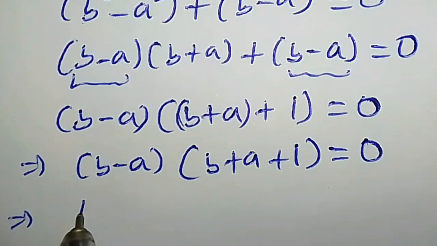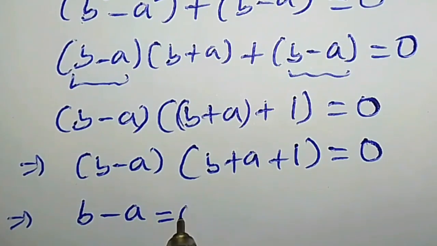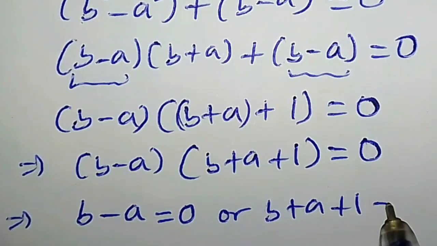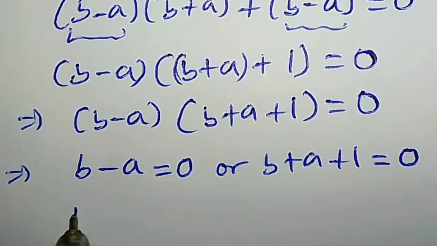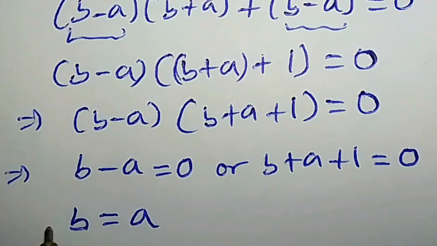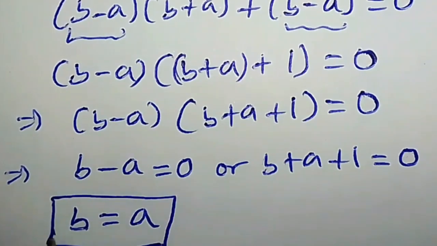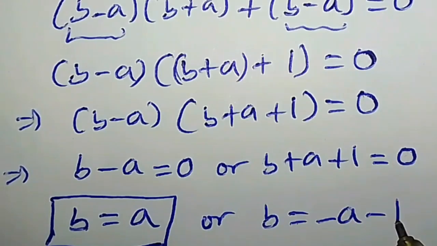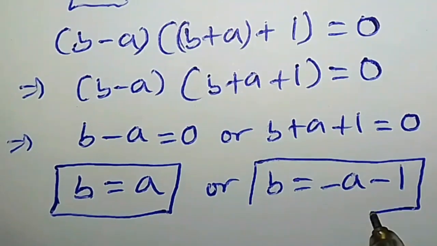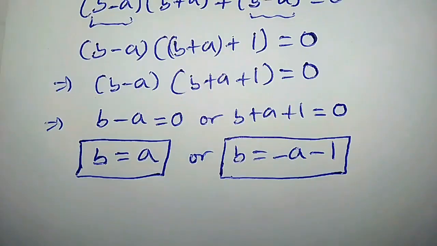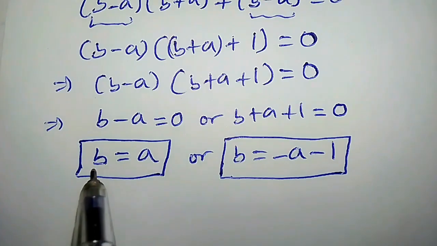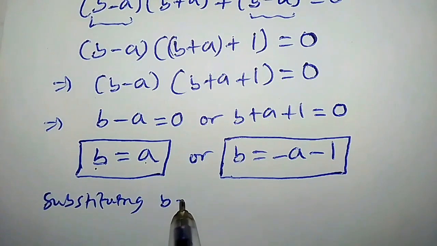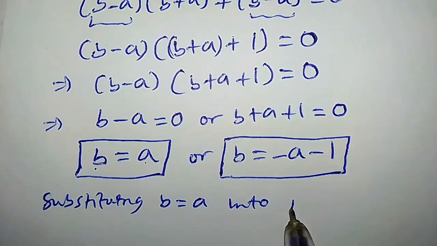This means that b − a is either equal to 0 or b + a + 1 is equal to 0. From this line, b equals a. Take note of this, it is very important. Or also from this line, we have b equal to −a − 1. Try to take note of this also. We are going to use it later. The next step we are going to take is to substitute b = a into equation 1.